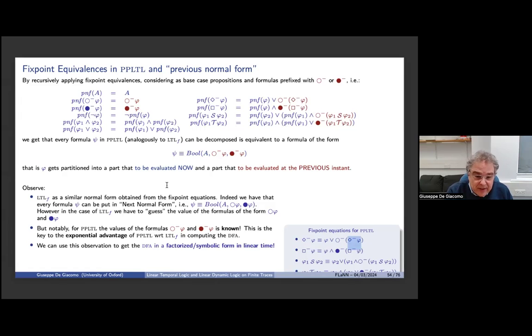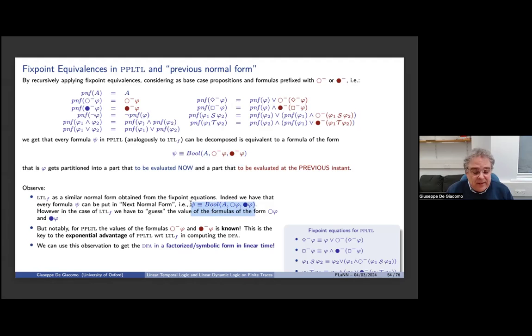So what it means is that I can take any formula and put it in a normal form in which I only talk about what is true now and what is true at the earlier step. And again, here I need to use both strong and weak next in general. Now we have the same thing also for LTL. We can also put it in a special normal form using the fixed point equation so that the formula looks at only the current instant and the next instant.